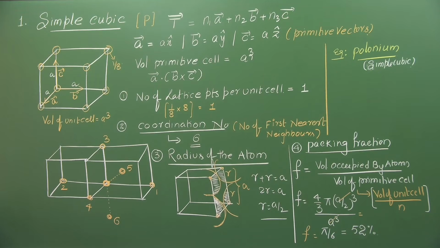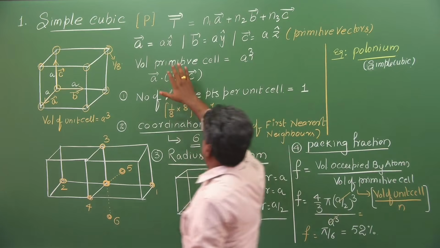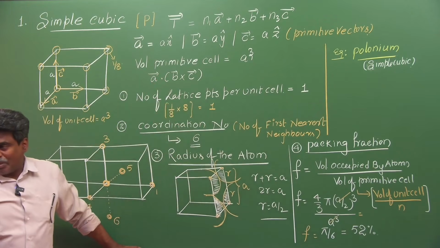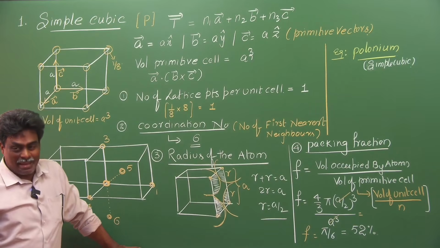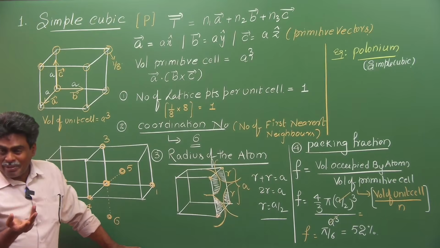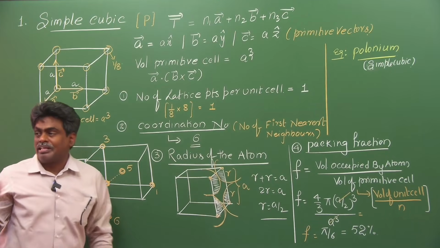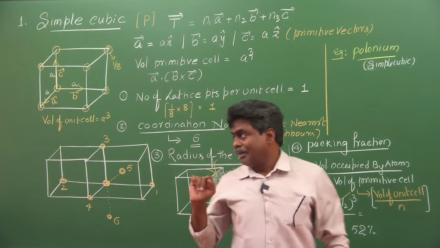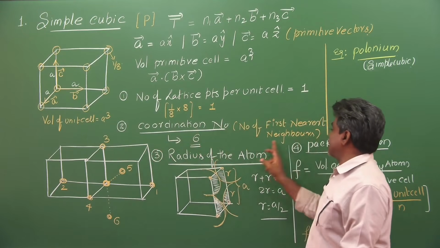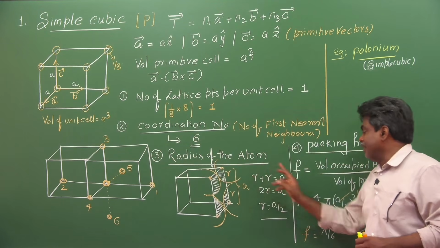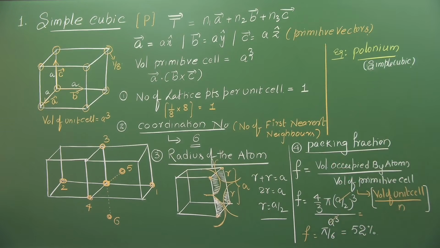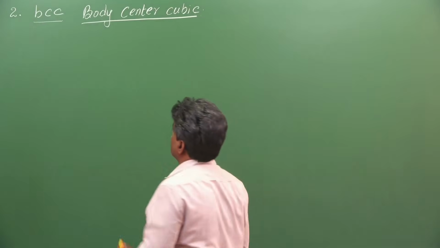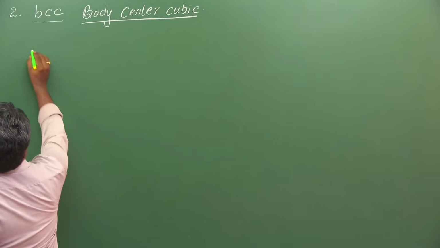Right, everybody. So what is the simple cubic structure? What are the primitive vectors? A bar is a x cap, B bar is a y cap, C bar is a z cap. Next, volume of the primitive cell, a cube. Next, number of lattice points per unit cell in simple cubic, 1. Next, coordination number, the number of first nearest neighbors in simple cubic. Radius of the atom in simple cubic. Packing fraction of simple cubic: pi by 6 and 52%. Stop. BCC. All of you listen please.